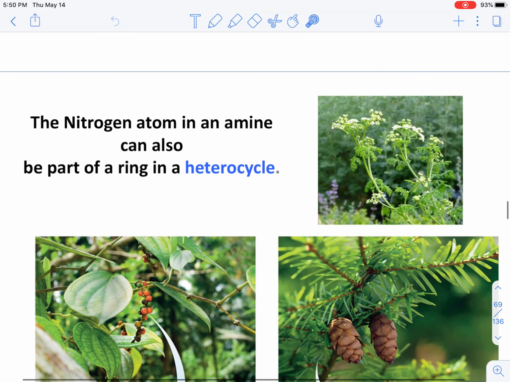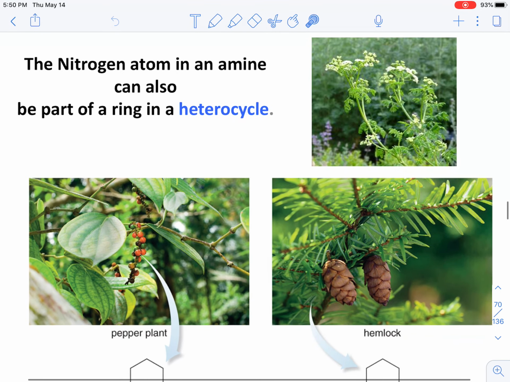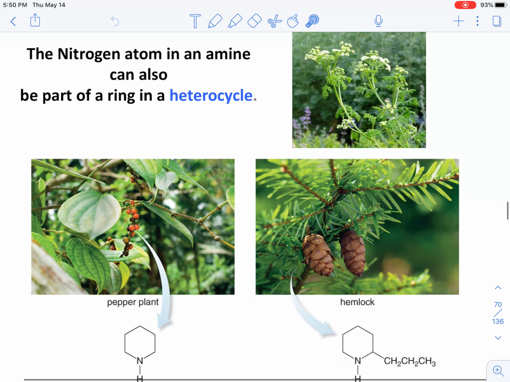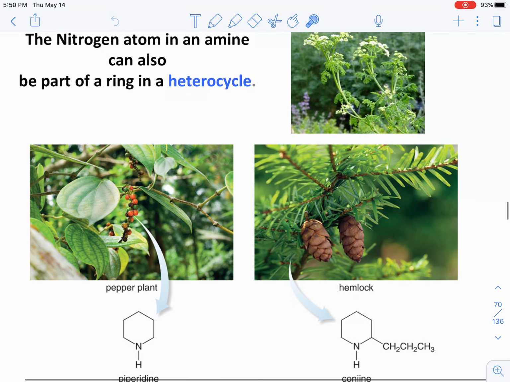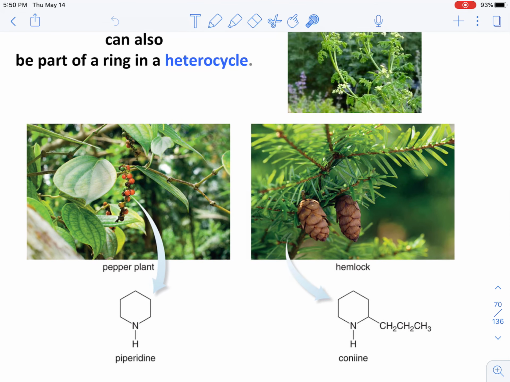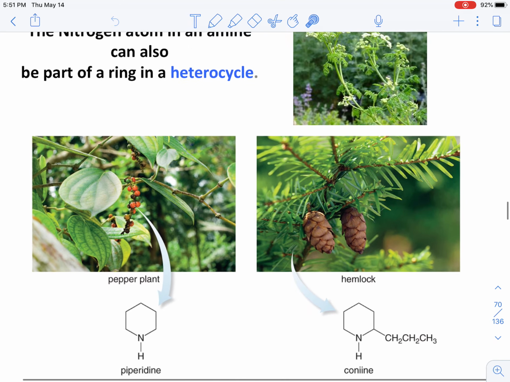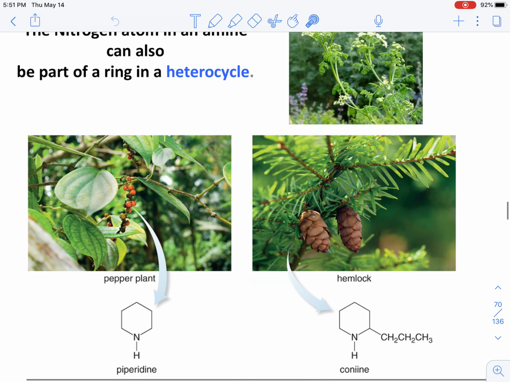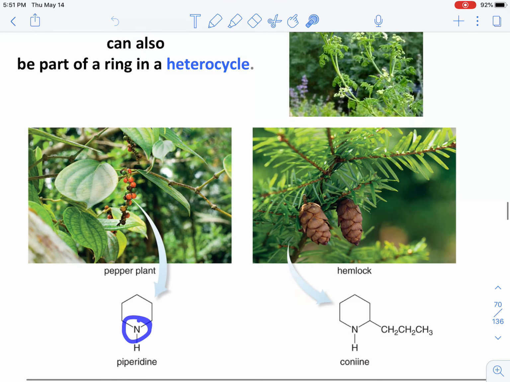All right. And so amines can also be found as part of the ring. And so this is known as a heterocycle. And so, for example, here, if we have an amine or a nitrogen that's embedded or part of the ring, right, we're going to refer to this specific amine as a heterocycle.